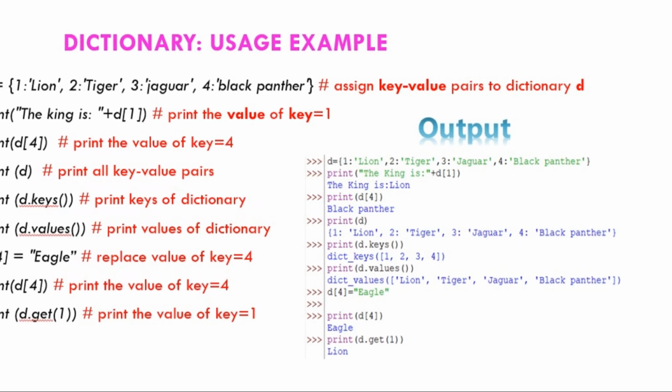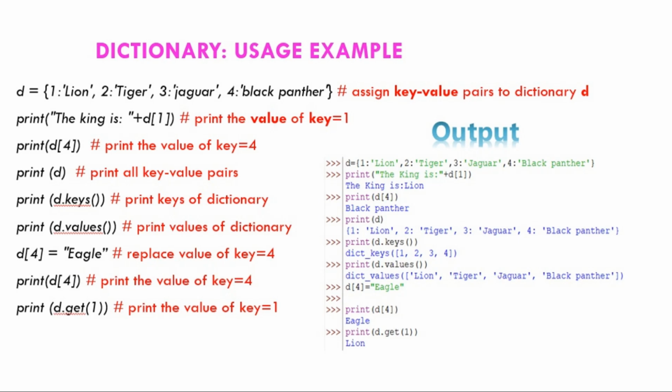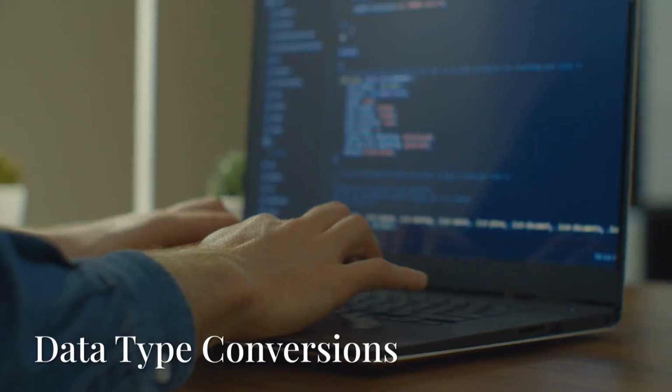Here are some dictionary usage examples. Take some time out to check here how dictionary values in the variable d are manipulated and used. It's going to be very useful in Python coding.